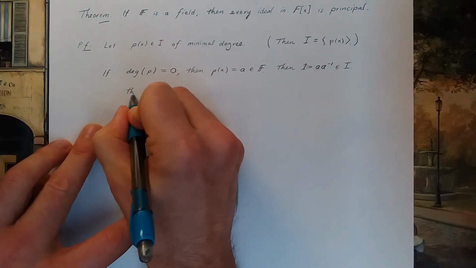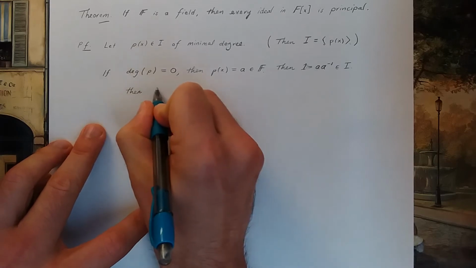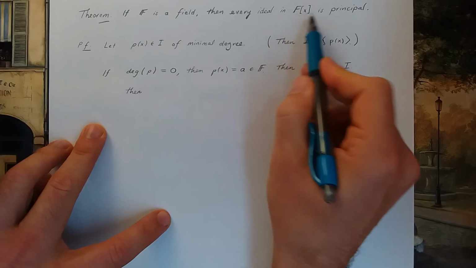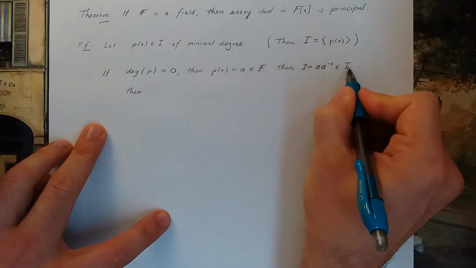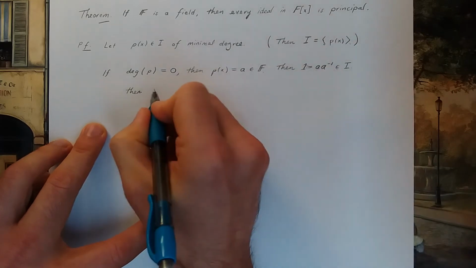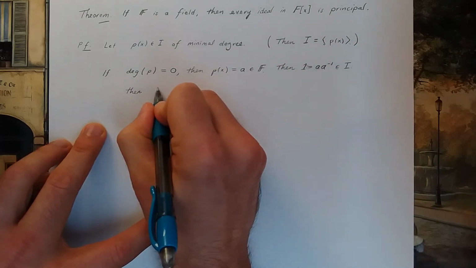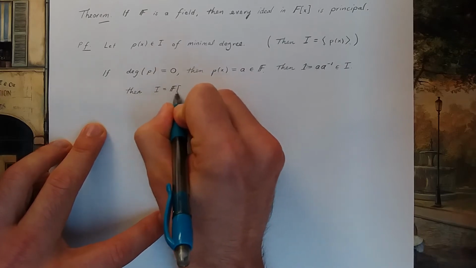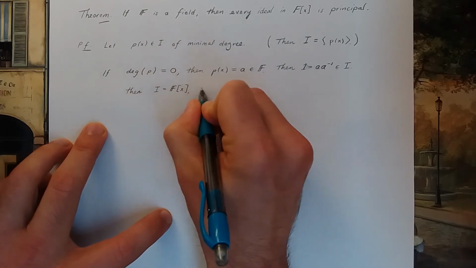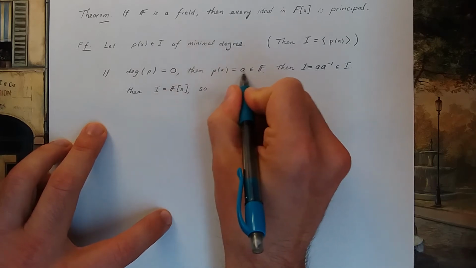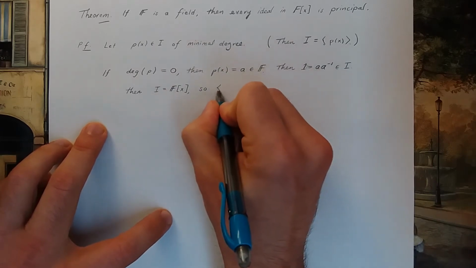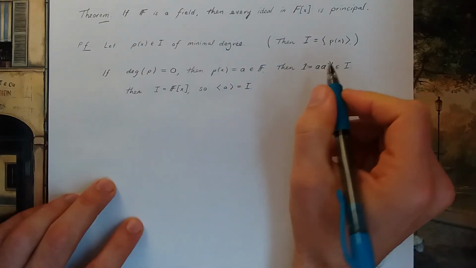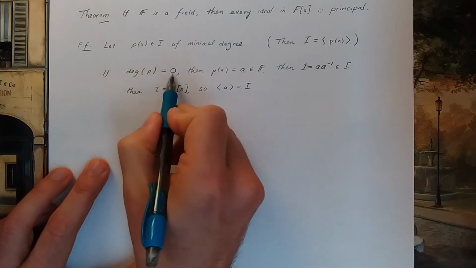What that means is my ideal is actually just the entire polynomial ring. Once you have 1 in your ideal, you have everything. So my ideal I is the entire ring of polynomials. So it's generated by a single constant a, and we indeed have a principal ideal. Okay, that was the case when the degree of p was 0.